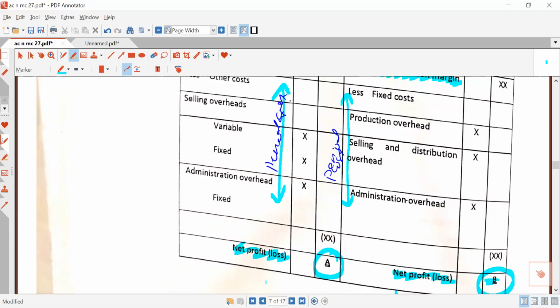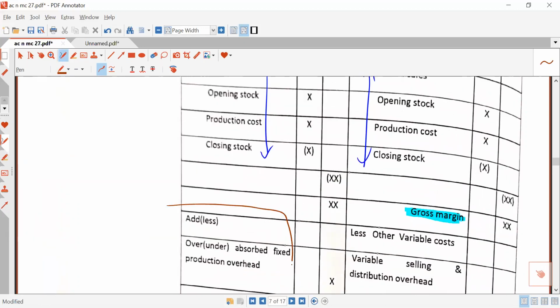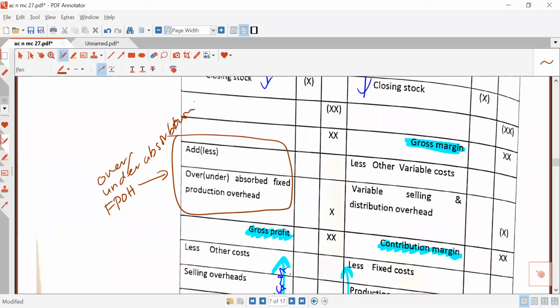Also, if you realize in this format, under AC you have what is called over or under absorption of fixed production overhead. We'll see how to calculate this later.